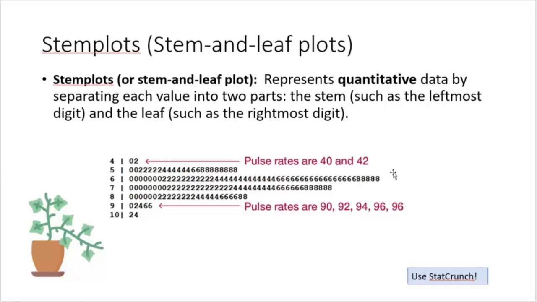In fact, if you were to type it in and you don't type them in order, it will mark things wrong, because all those leaves are supposed to be in order out there. But StatCrunch will make a stem plot for you.